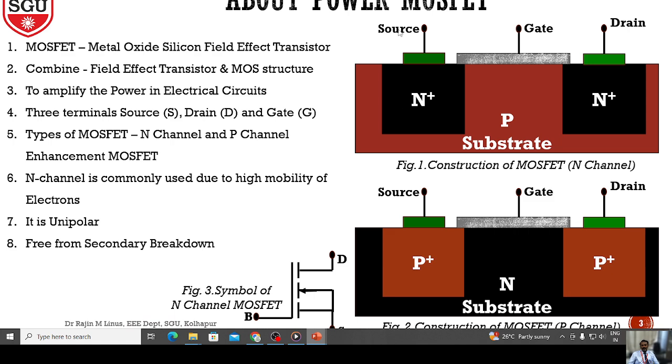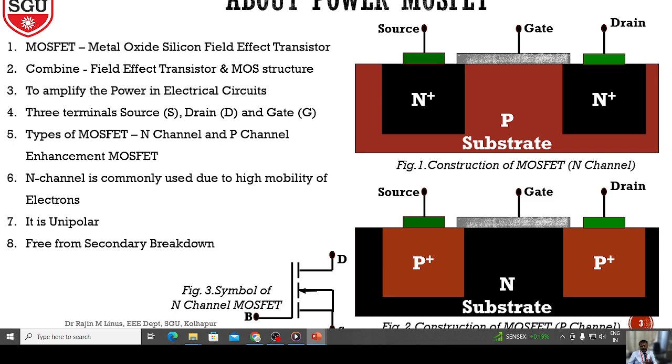Now, one n plus is connected to the source and the other is connected to the drain. The gate also has a partial connection over the two n plus regions. In between the gate and the body of the semiconductor there is silicon dioxide, which is an insulating material.